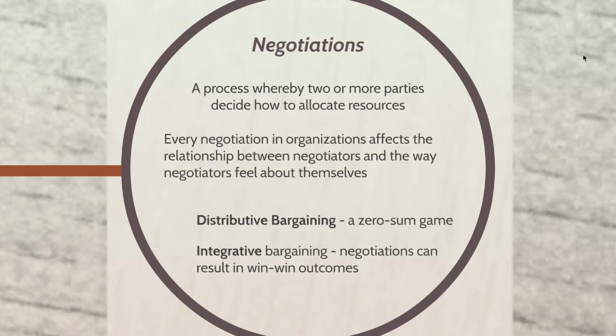There are two types of negotiations that we talk about. The first is distributive bargaining, which typically you would think of as a zero-sum game or a fixed pie. Again, the idea in negotiating in a distributive bargaining situation is that one party attempts to get more of that pie than the other party. In an integrative bargaining situation, the idea there is not to have a fixed pie, but to expand the pie. And in that case, negotiations can result in win-win outcomes.